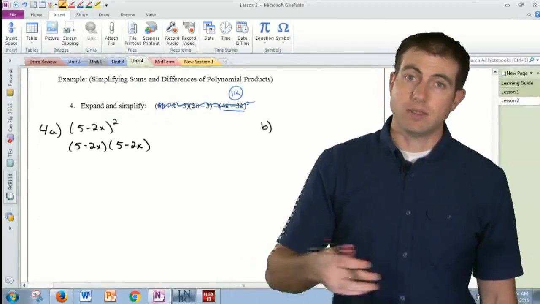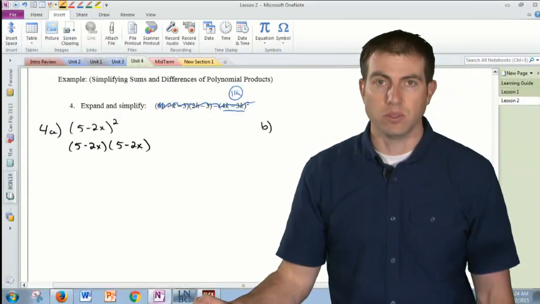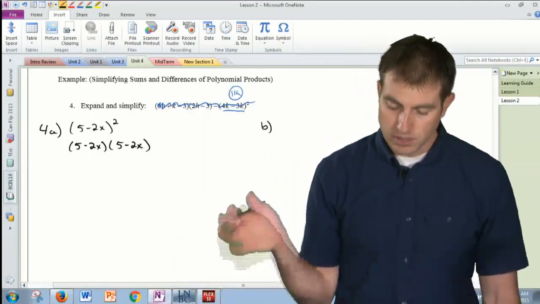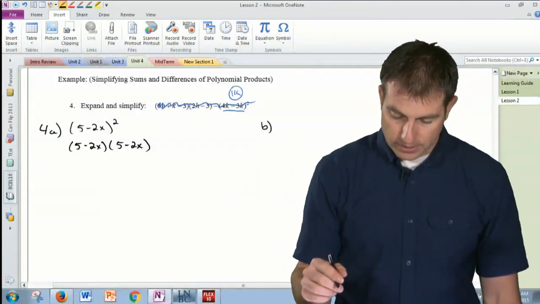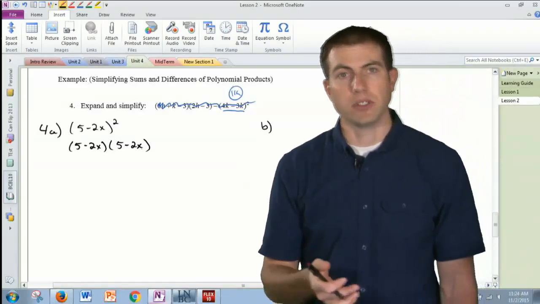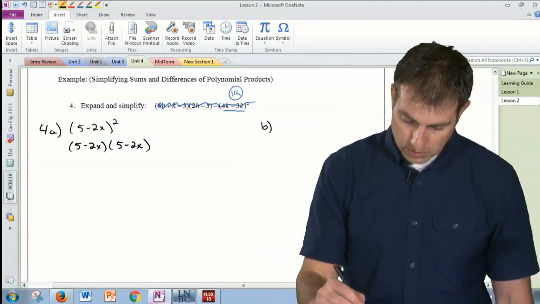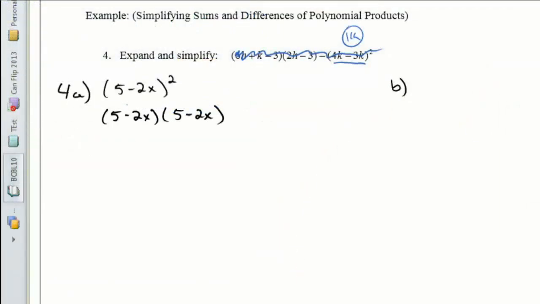At this point, it's the same as all the other FOIL questions we've done. You need to multiply each thing in the first bracket by each thing in the second. And it just works out. There's a bit of a trick you can learn after you do a bunch of them, but we'll just do it as is for now. So we're going to multiply the 5 by both things in the second bracket. So 5 times 5 is 25. 5 times the 2x is negative 10x. So there's my first 2.